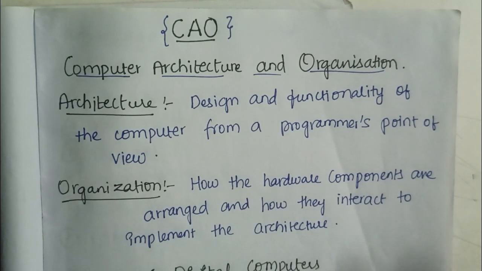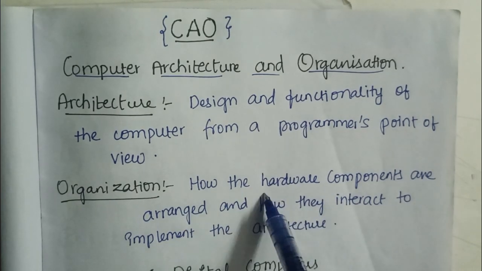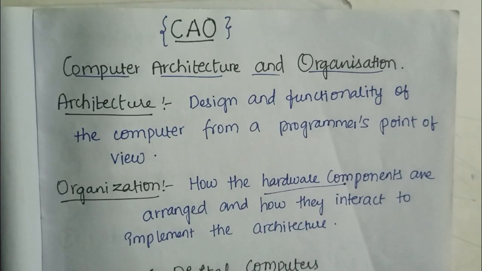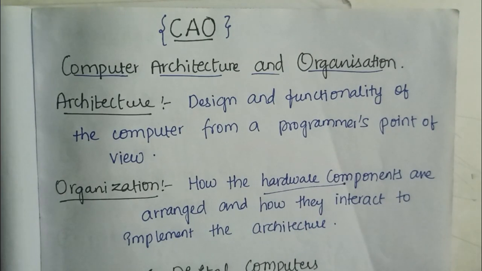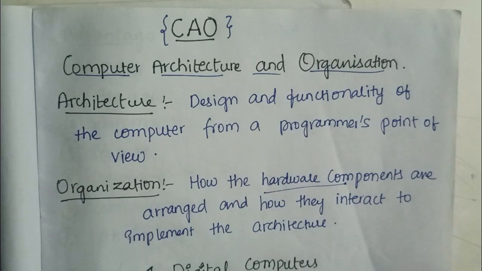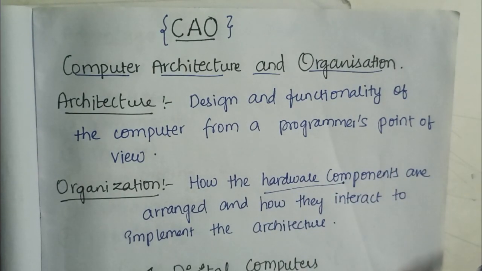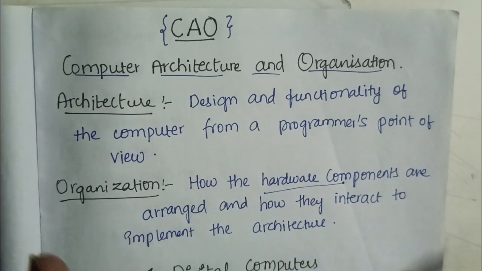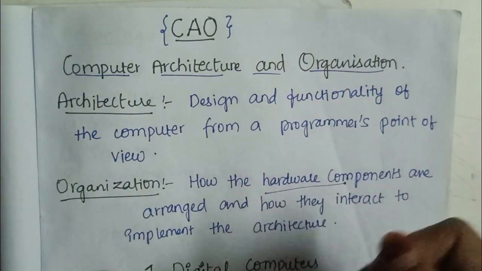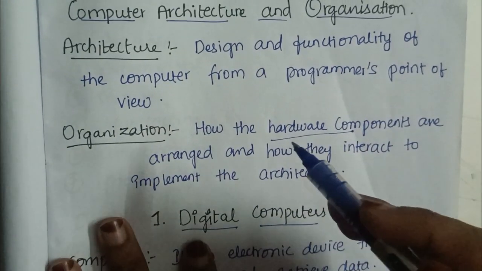So CAO is all about the architecture and organization of the computer. What is an organization first? Whatever hardware components we have, like mouse, keyboard, monitor, all these things are hardware components which are arranged in a manner so they can give us proper output, which can implement the architecture. What is architecture? Architecture means the design and functionality of the computer, like how the computer runs and how the computer works comes under architecture. So this is architecture and organization.